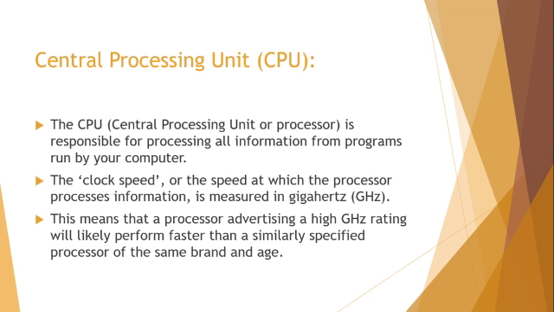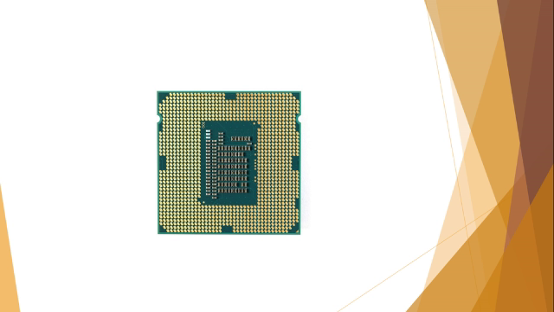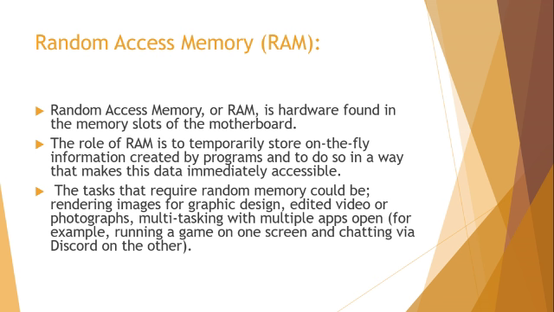Now CPU, central processing unit. CPU is most commonly called the processor of the computer, and it is responsible for processing all information for programs or whatever you do on your computer screen. And its speed is measured in gigahertz, so it means that a processor with a high gigahertz rating is likely to perform faster than a similarly specified processor of the same RAM and age. It is the chip of the processor.